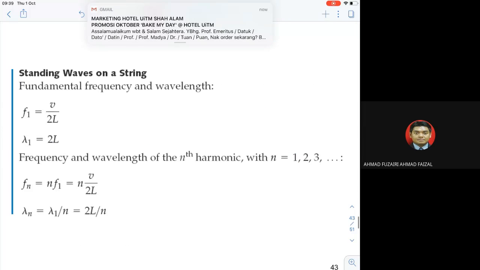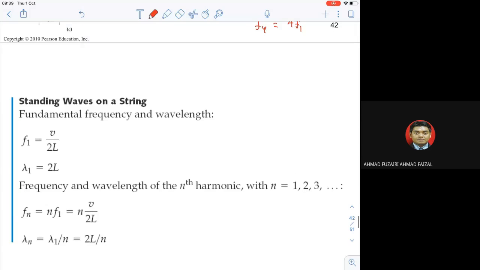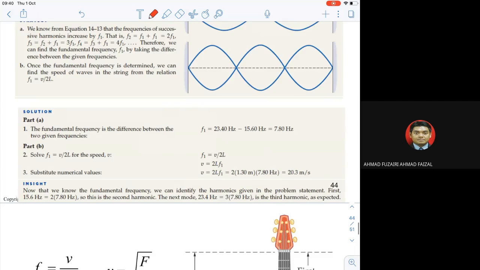Okay, so in this case, you may find what is F, what is lambda. Okay, this is the most important thing. Not just F1, it should be frequency and wavelength. So you need to define them, because V is already known, because V is the speed of sound. Okay, easy, right.